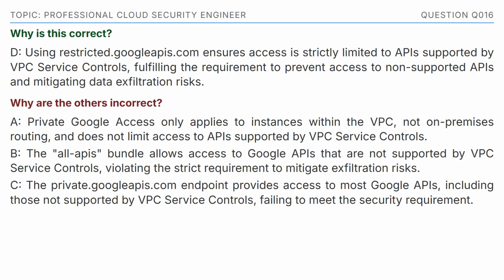Why are the others incorrect? A. Private Google Access only applies to instances within the VPC, not on-premises routing, and does not limit access to APIs supported by VPC Service Controls. B. The All APIs bundle allows access to Google APIs that are not supported by VPC Service Controls, violating the strict requirement to mitigate exfiltration risks. C. The private.googleapis.com endpoint provides access to most Google APIs, including those not supported by VPC Service Controls, failing to meet the security requirement.